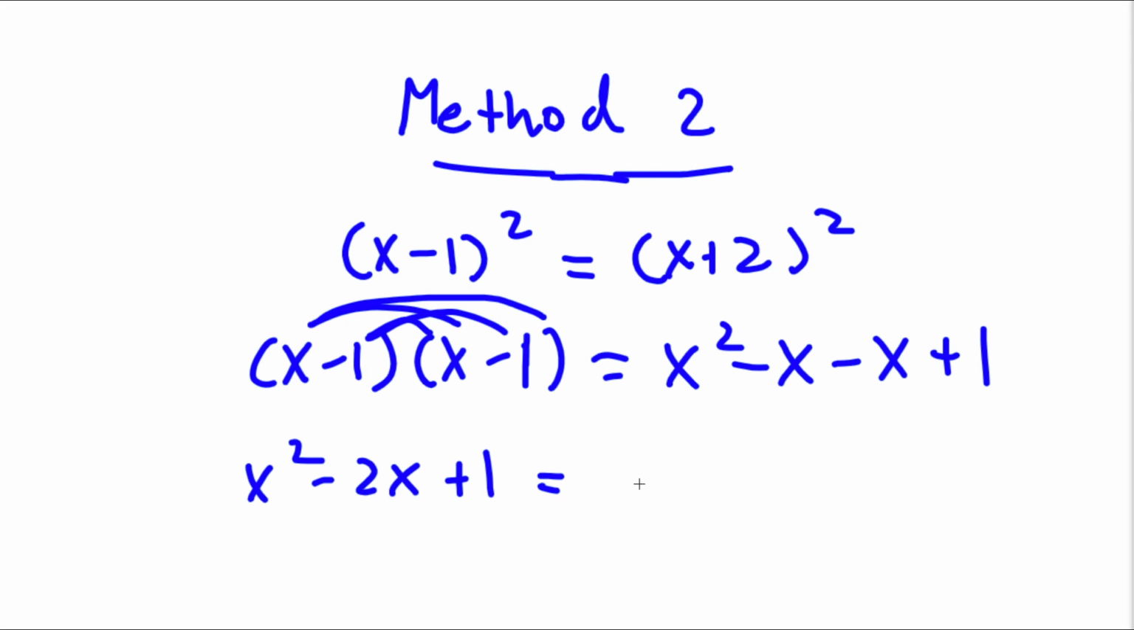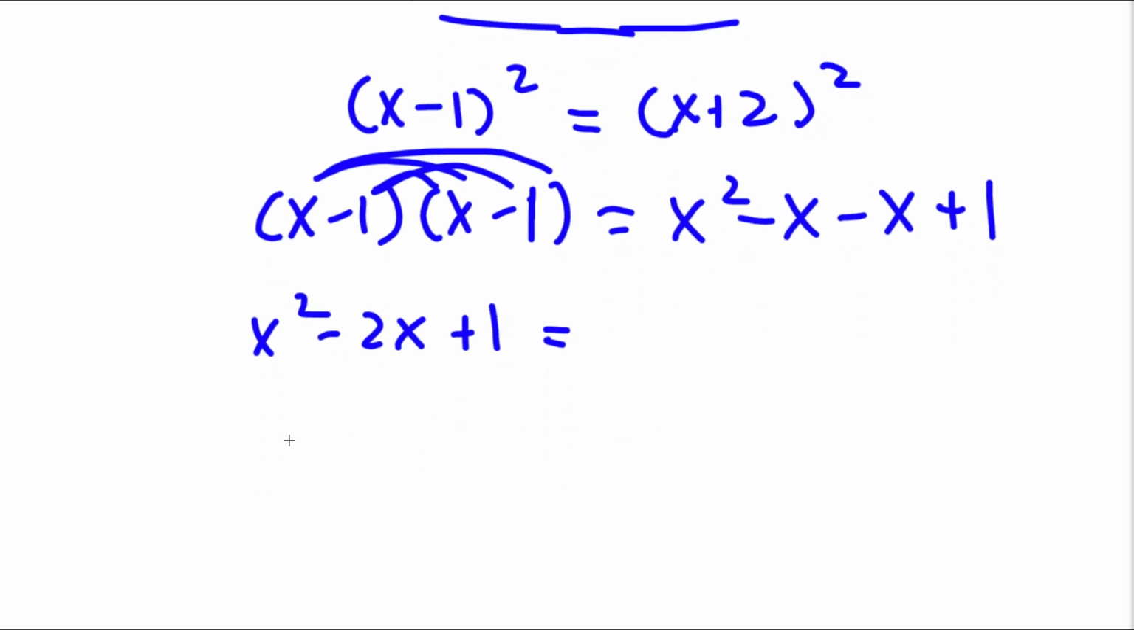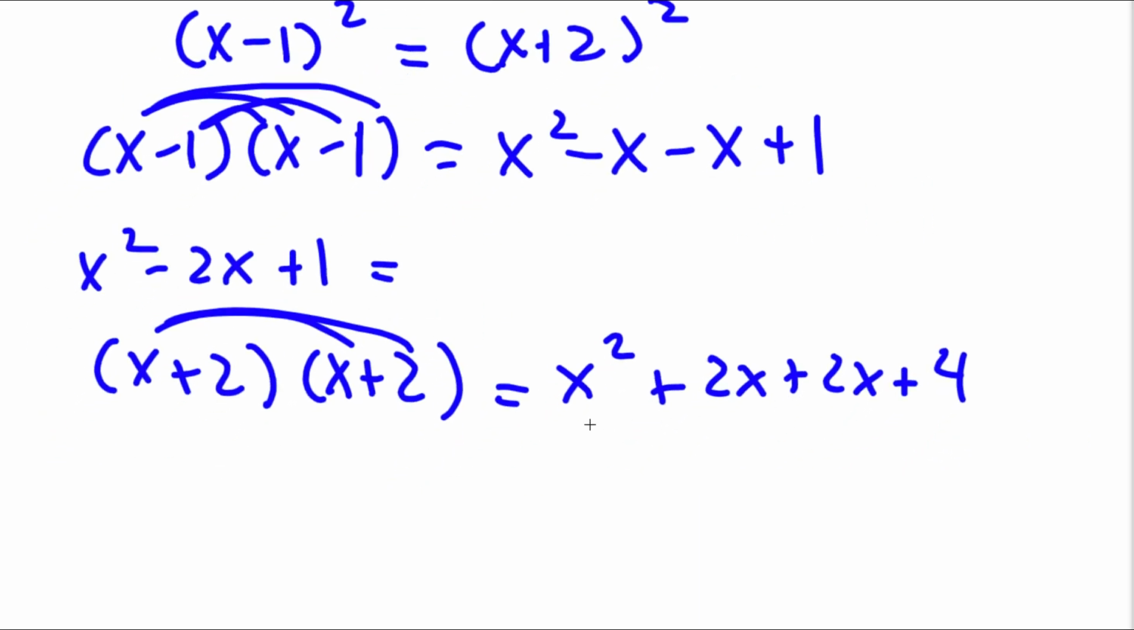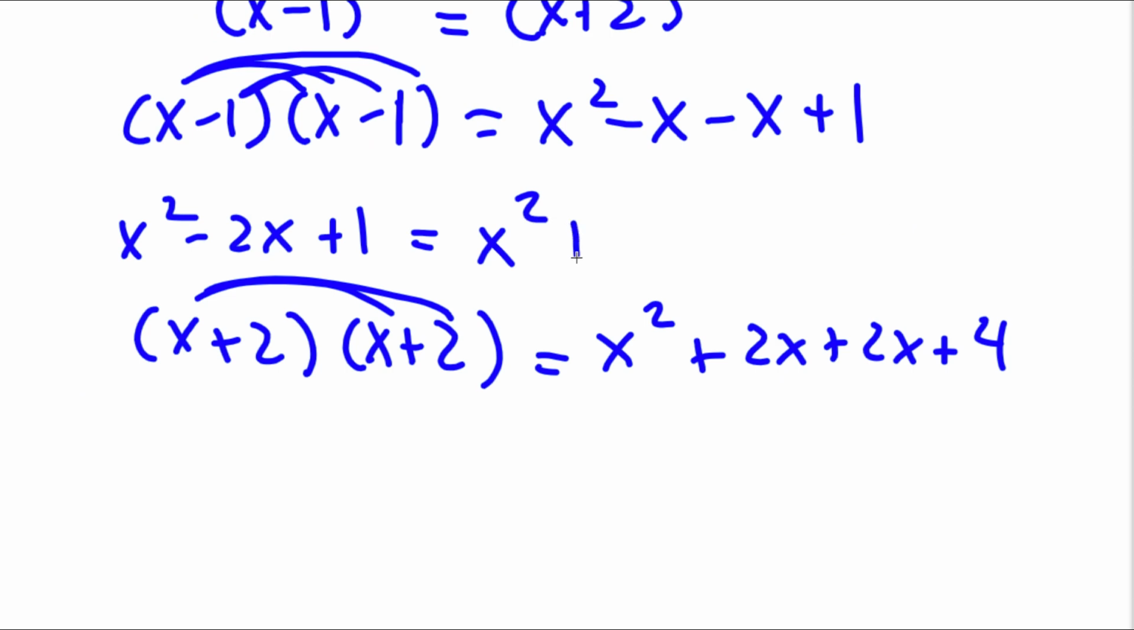Now this is equal to (x + 2)², which is (x + 2) times (x + 2). Now I can distribute the x. x times x is x², plus x times 2 is 2x. Again, 2x plus 2 times 2 is 4. 2x + 2x is 4x. So I have x² + 4x + 4.